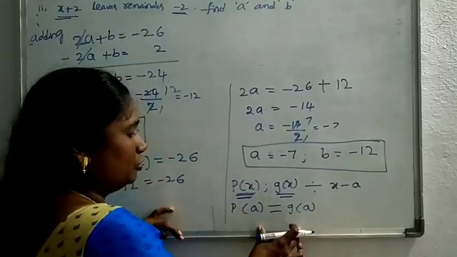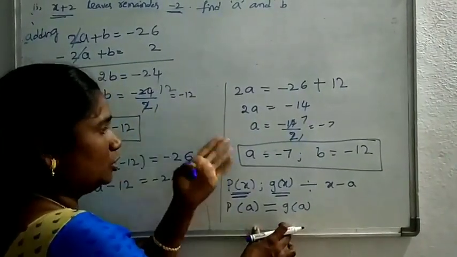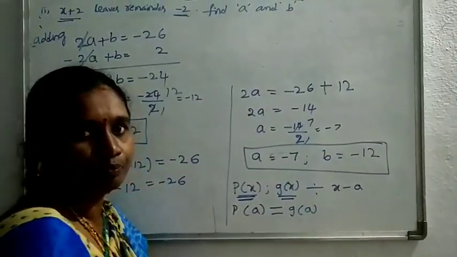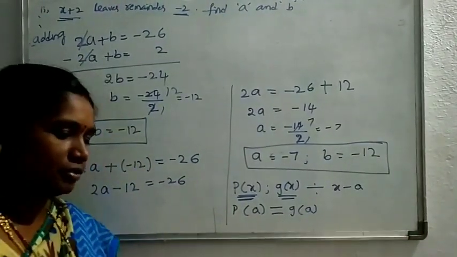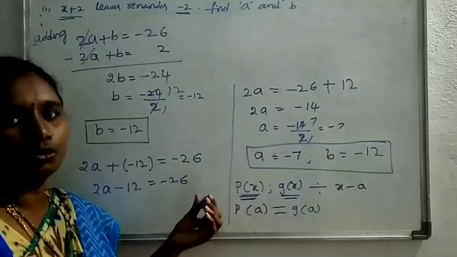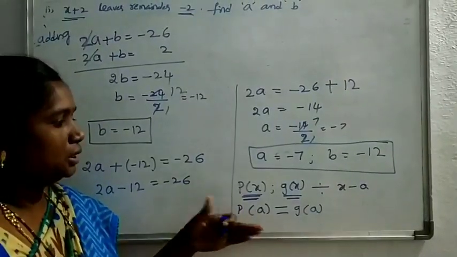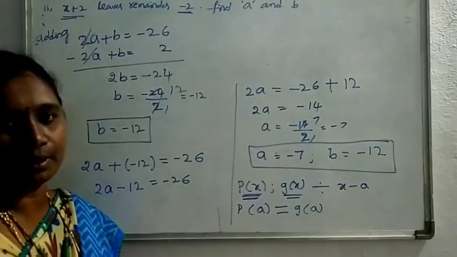Then you can find the values of the unknown values in the given problem. You will get this type of problems in your exercise 2.3 children. You can do that. Okay. With that, today's day 2 class is completed.